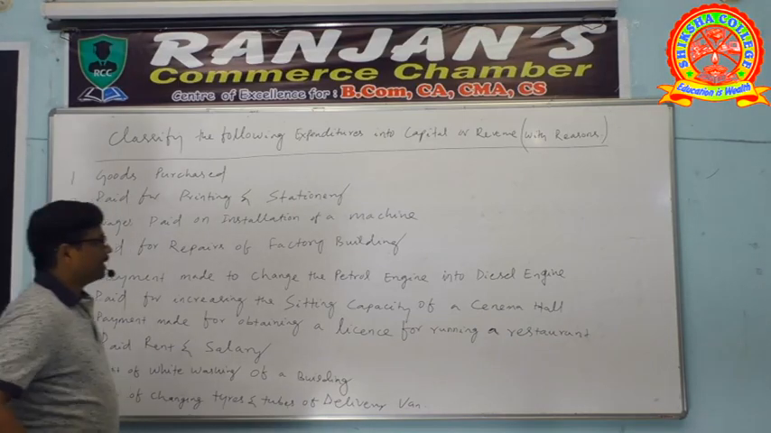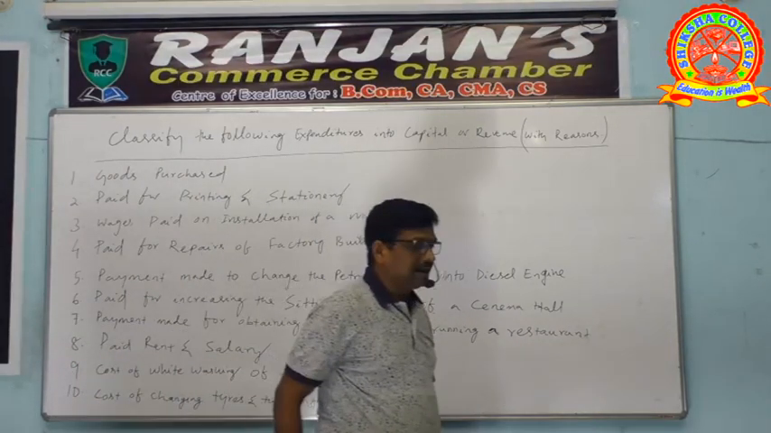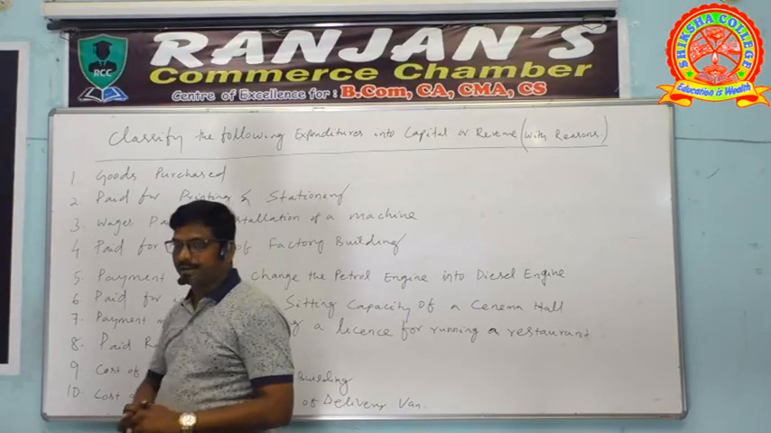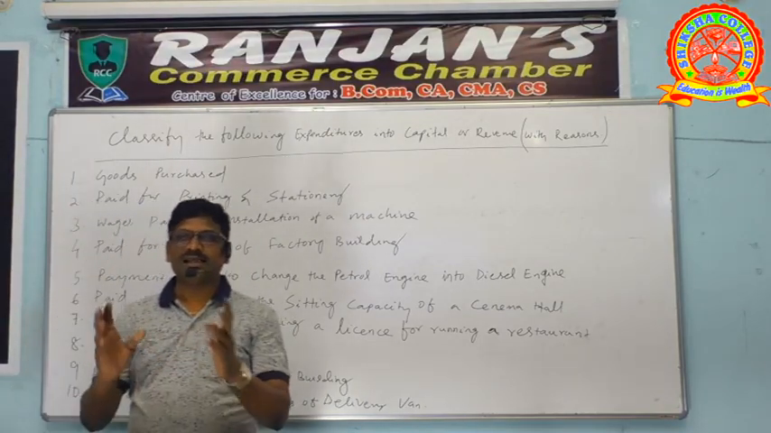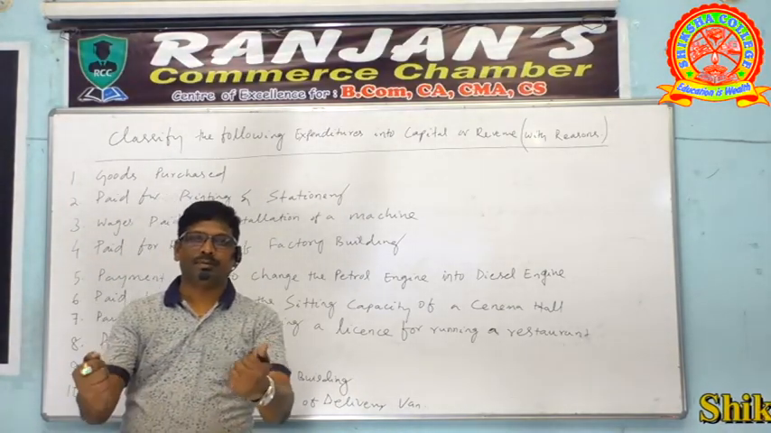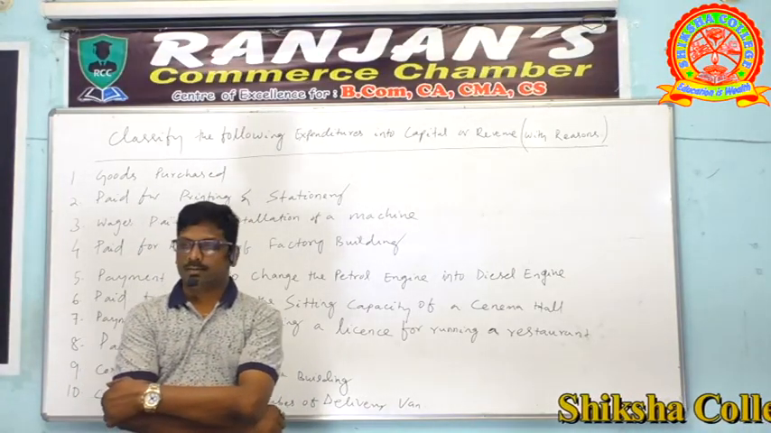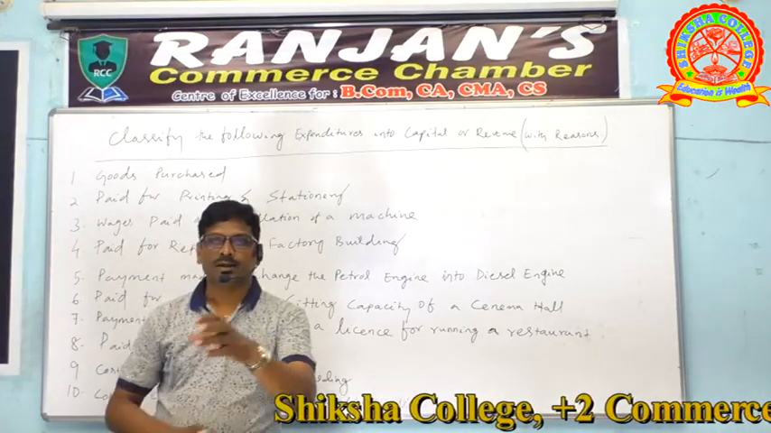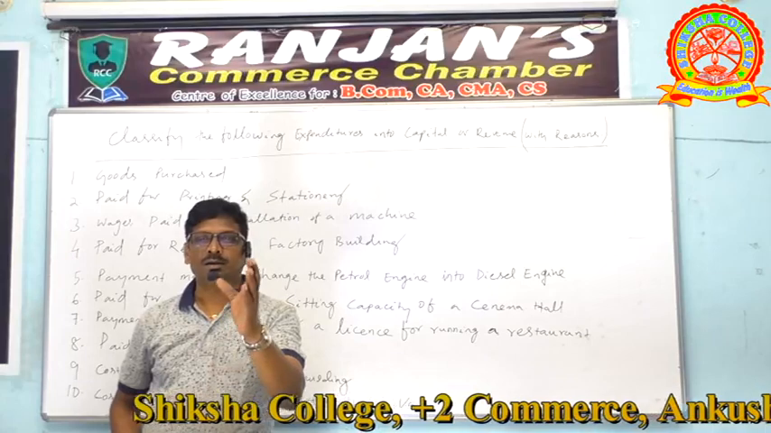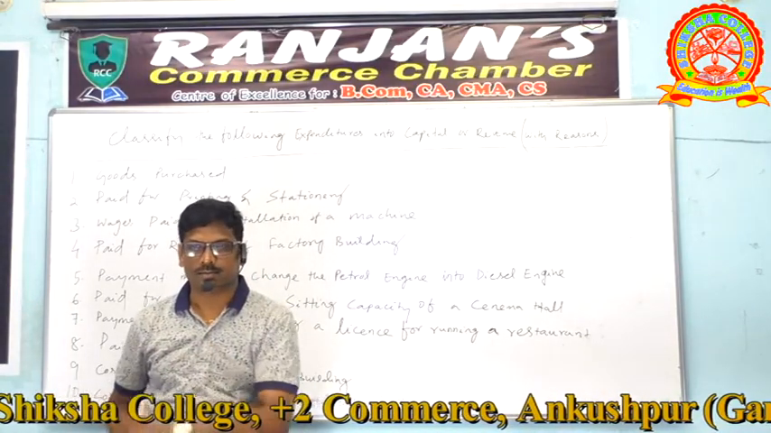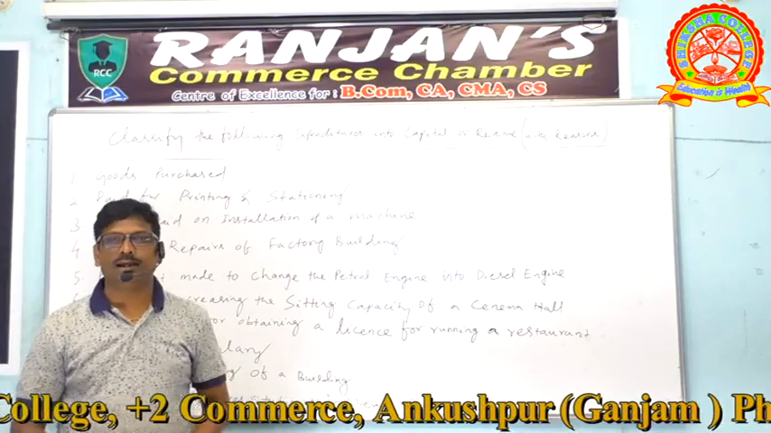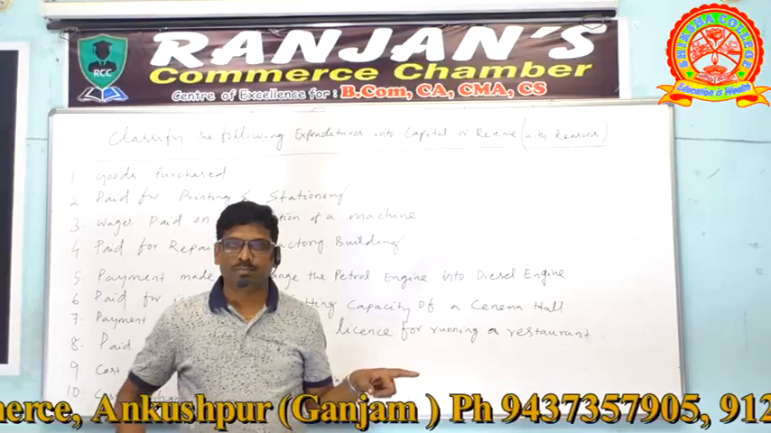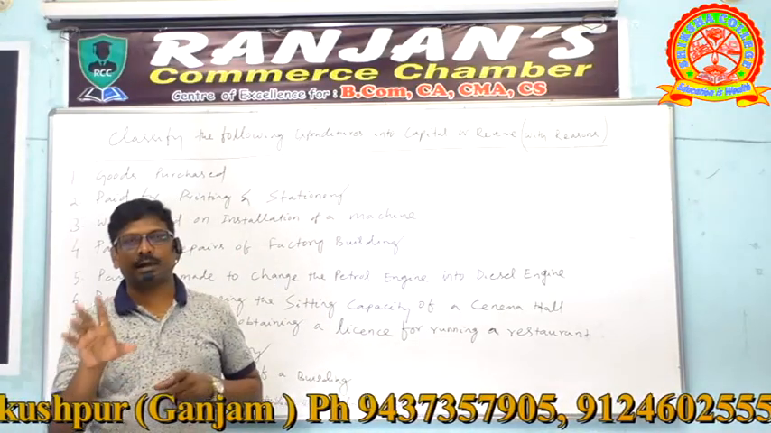Next, point number 5. Payment made to change the petrol engine into diesel engine. Very good transaction. See, the business has a jeep and it's a petrol driven jeep. The cost of petrol is rupees 75 per liter and its mileage is only 8 to 10 kilometers. If you incur 75 rupees, it will run for 8 to 10 kilometers.